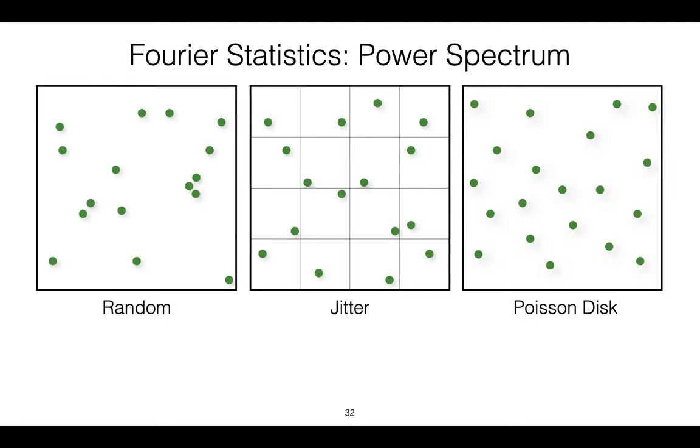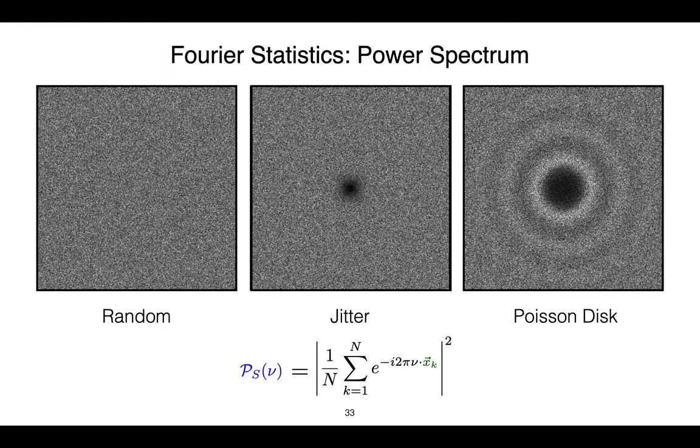We can also use Fourier statistics, which means that we can compute the corresponding power spectrum of these sample distributions by, let's say, first representing these samples as a sum of Diracs and then computing the corresponding power spectrum, which is the amplitude squared values of their Fourier coefficients. Here, each pixel of these gray images shown is a frequency. The center of these images is the DC component, and as you go away from the center, you're going from low frequency to higher frequencies.